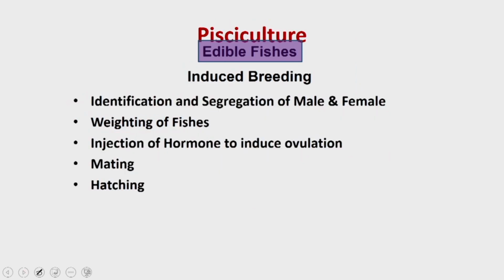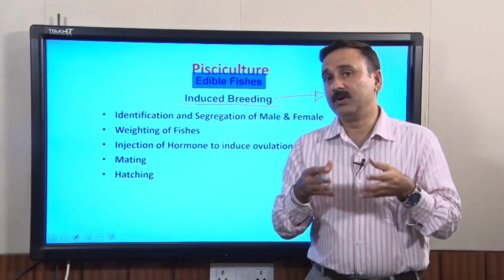Now, let us talk about induced breeding. In induced breeding, you use it when the fishes are not able to breed in the captive environment. They breed in the natural environment, which means if you keep these fishes in a river, they are going to breed, but if you keep them in captivity, in a small pond or a small aquarium, they are not going to breed.